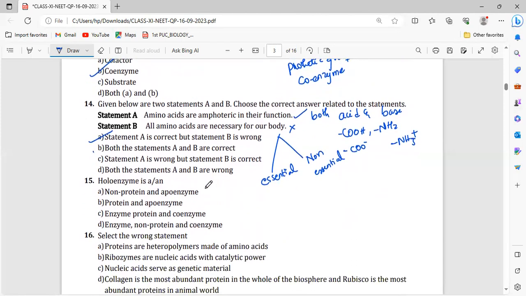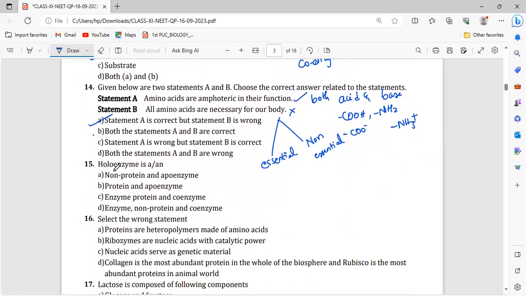Then 15, holoenzyme. We know the holoenzyme is the functional enzyme, the activated enzyme. This holoenzyme contains a protein part, which we call the apoenzyme, and a non-protein part. This non-protein part is called the cofactor. So your answer is non-protein and apoenzyme.